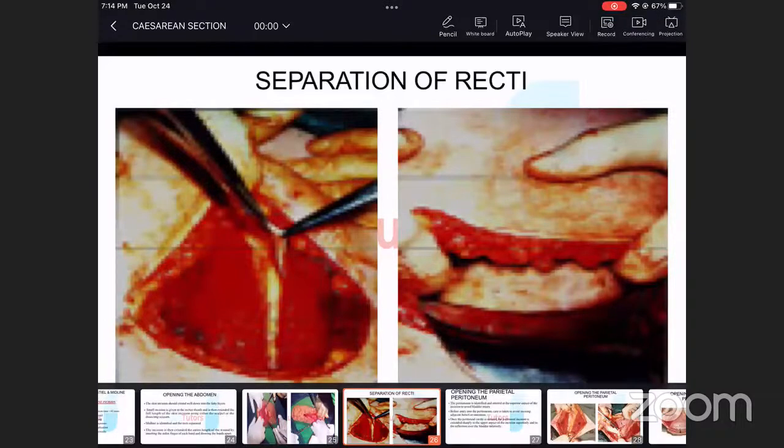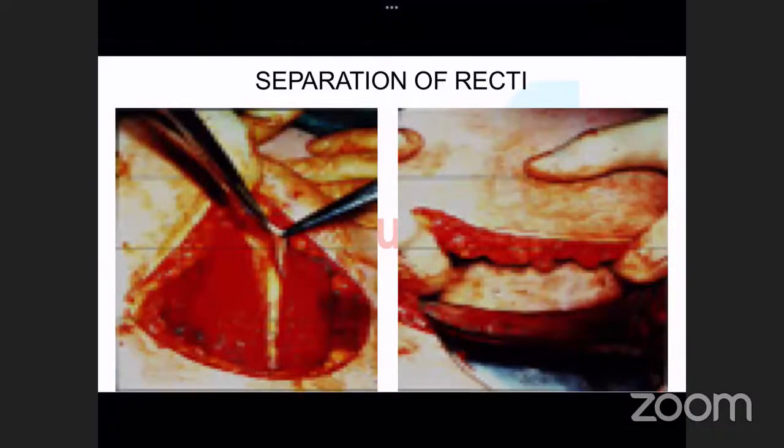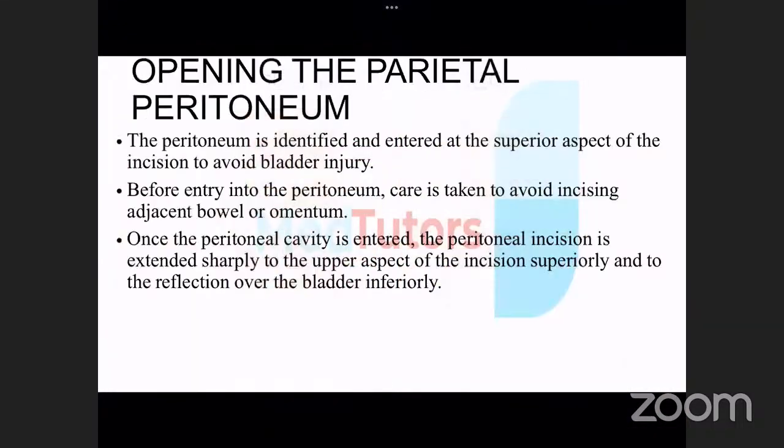Okay. This is separation of the rectus muscle. Next slide. Next, please. Good. Now, after separating the rectus muscles, the next layer is the parietal peritoneum. You identify the parietal peritoneum and enter at the superior aspect.